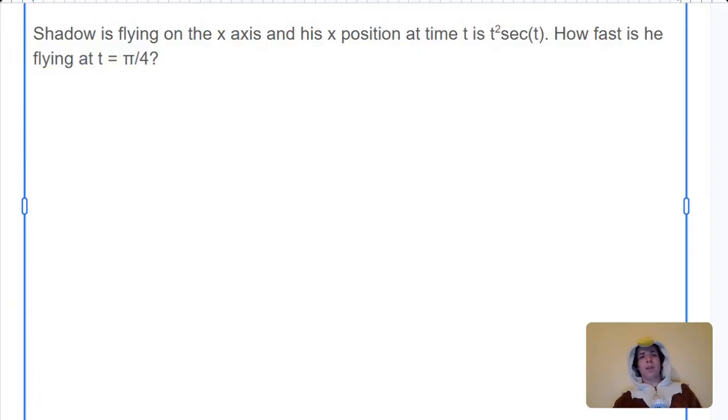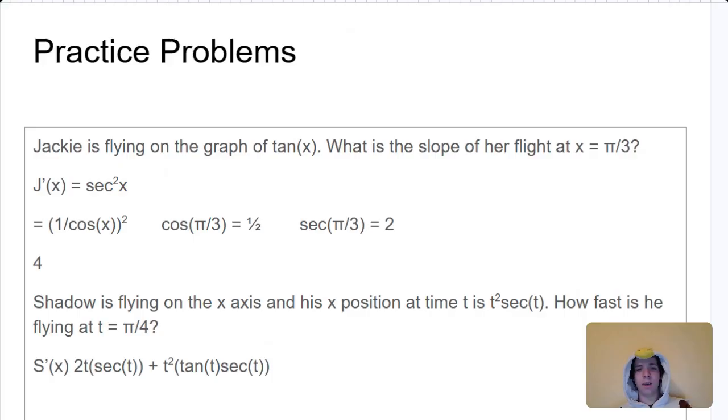Now the next problem. Shadow is flying on the x-axis, and his x position at time t is t squared secant t. How fast is he flying at t equals pi over 4? Well, first we're going to find s prime of t, and we actually need to use the product rule here as well, because we have t squared and secant t. So we have f prime g plus g prime f, and in that case it's going to be 2t secant t plus t squared tangent t secant t.